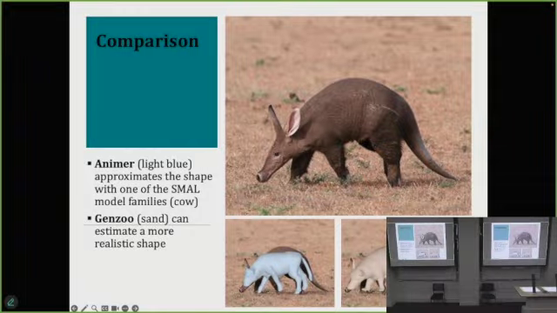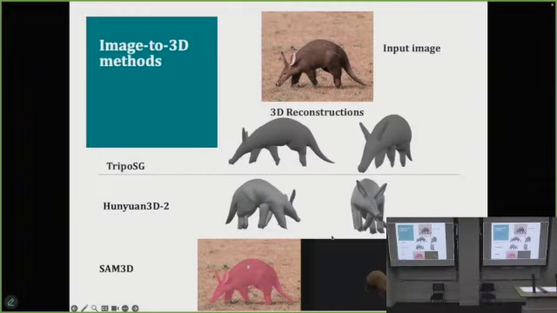But now we have all these 3D image-to-3D methods, so I tried a few of them. It's interesting because with this Tripo SG, with the same image, you get 3 legs. And for the second method, you get 5 legs. But with SAM 3D, which came out recently, you get an amazing result, which is really scary and exciting at the same time.